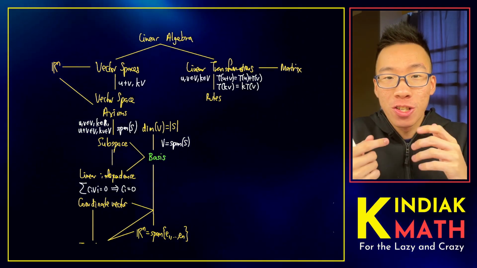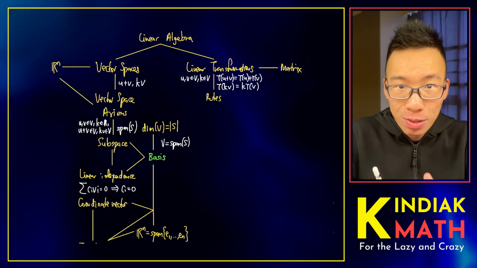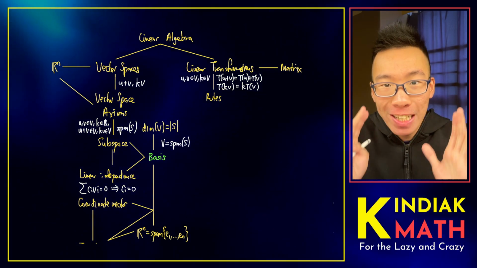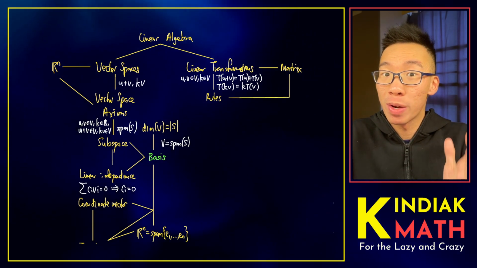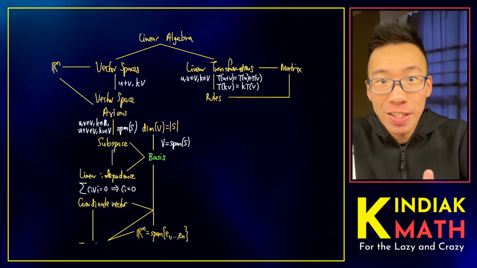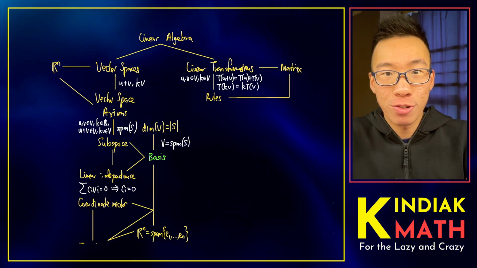It turns out that just as n-dimensional vectors satisfy the vector space rules, matrices very cleanly satisfy the linear transformation rules as well. In fact, every linear transformation can be represented by a matrix and vice versa. We'll call this matrix A.